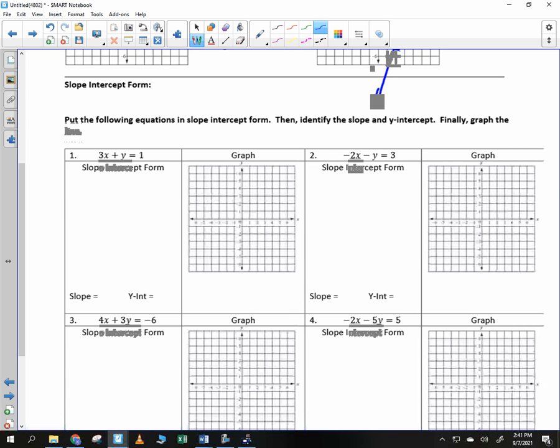Slope-intercept form is probably the most common way that you graph a line. Anybody know what slope-intercept form is? Good. The b value stands for the y-intercept. m stands for slope. So let's do a couple of these and practice putting equations into slope-intercept form and graphing them.